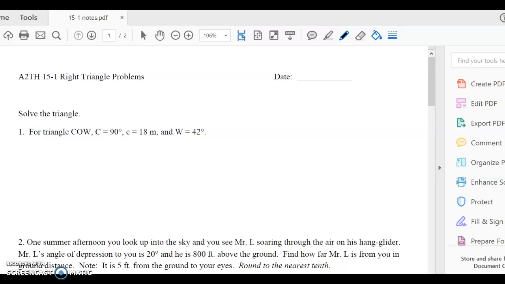Welcome to 15.1 Right Triangle Trigonometry. What's important is that for all of these problems you're going to need to establish a right angle, and then we're going to be able to use basically SOHCAHTOA and our last chapter's information.